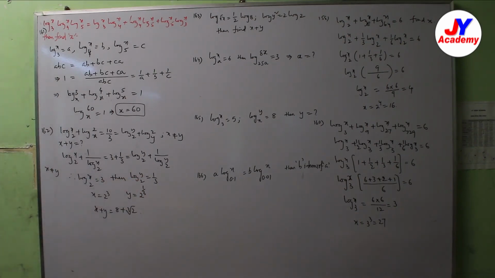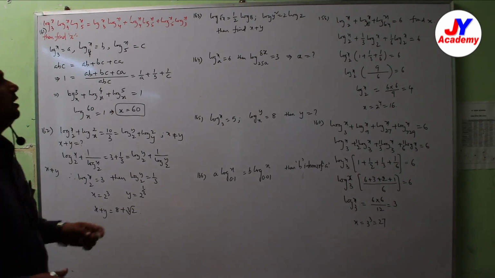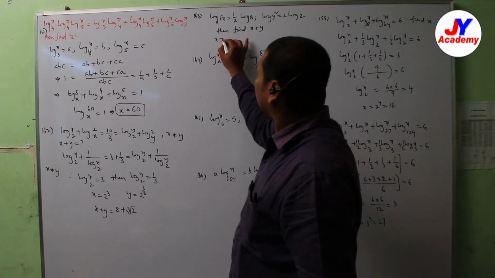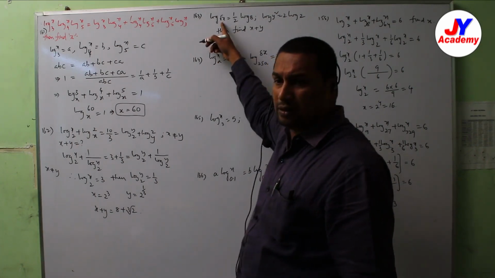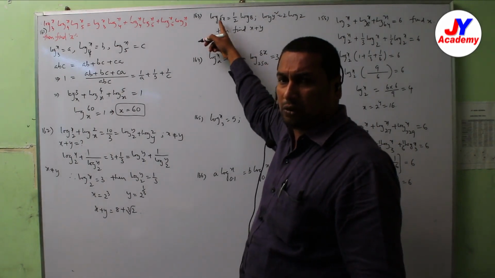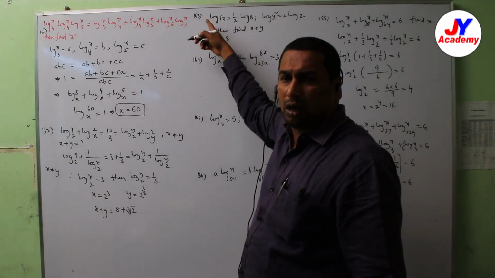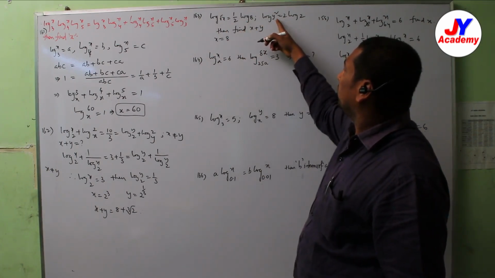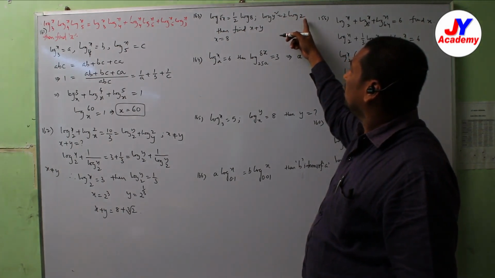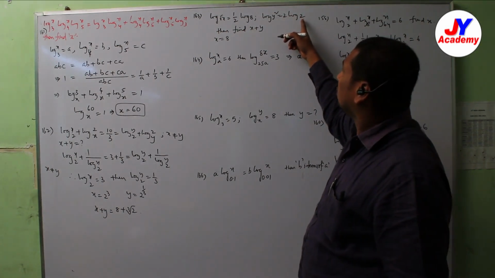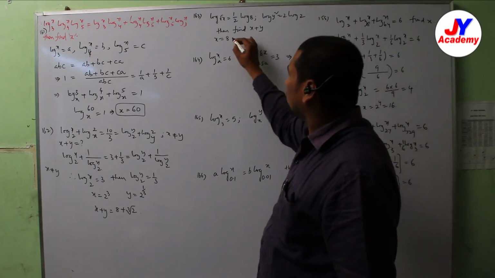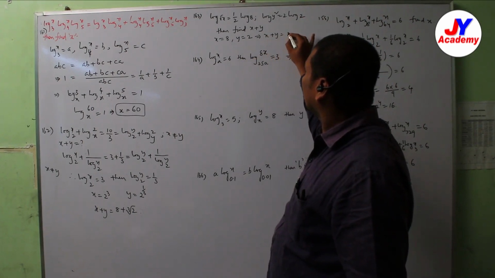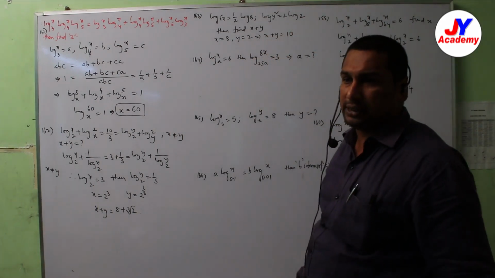Now see, log root x is equal to 1 by 2 log 8. What is the x value here? 8, because it is power 1 by 2. Log x power 1 by 2, half log x is equal to half log 8. Log y square, 2 log y is equal to, what is the value? 2 log 2. So y is equal to 2. What is x plus y? 10. x plus y is 10.